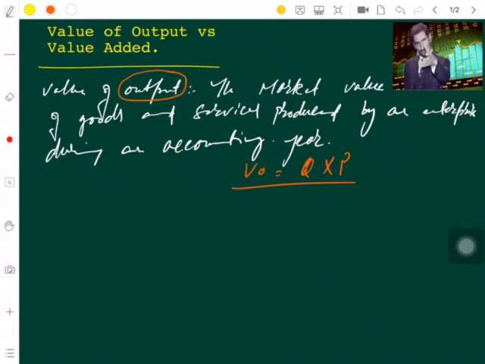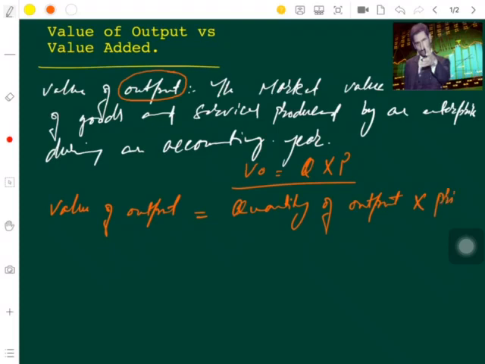So if we put it in a formula, value of output is equal to a particular quantity of output multiplied by the price it commands. This is the Q and the P, which give us the value of output.